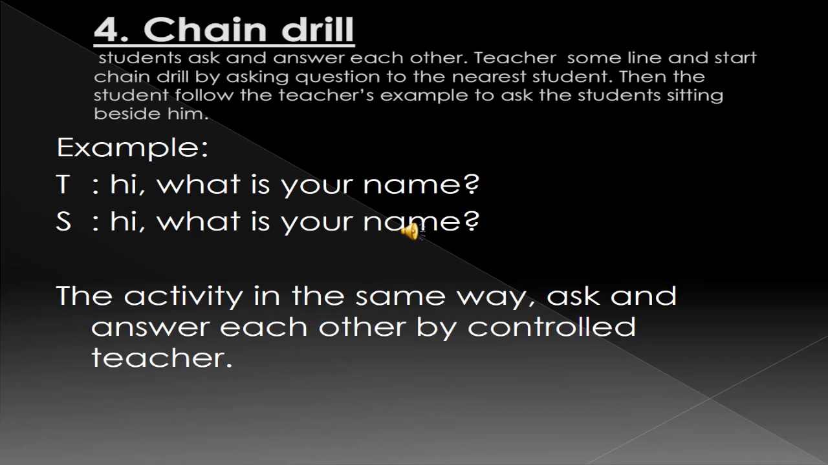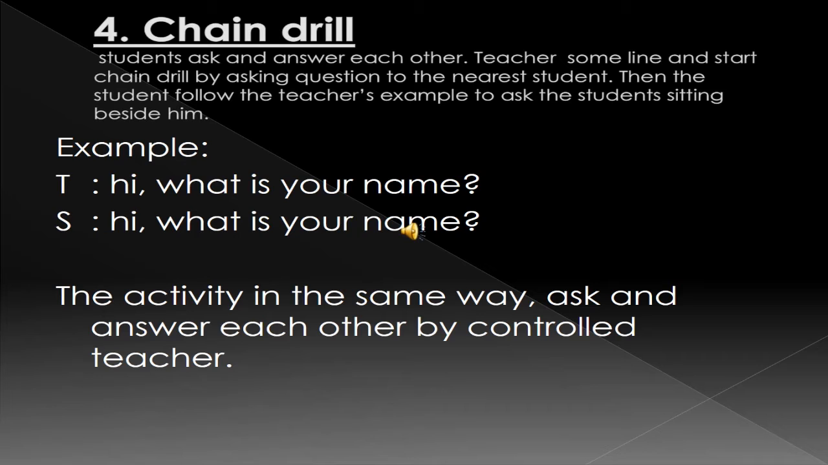For the next, chain drill. A chain drill gets its name from the chain of conversation that goes around the room of students, one by one, and they ask and answer questions of each other. The teacher checks some lines and starts the chain drill by asking a question to a student. Then the student follows the teacher's example and asks the next student.